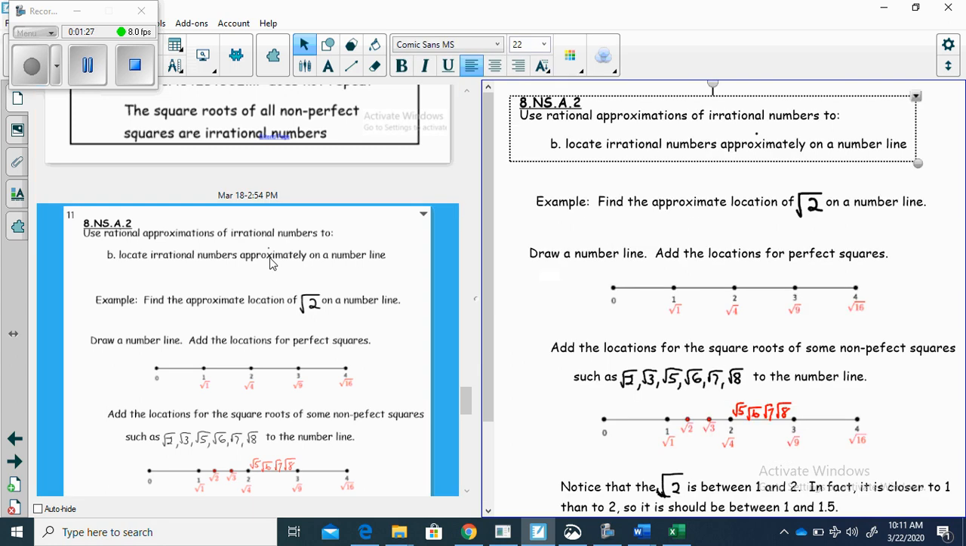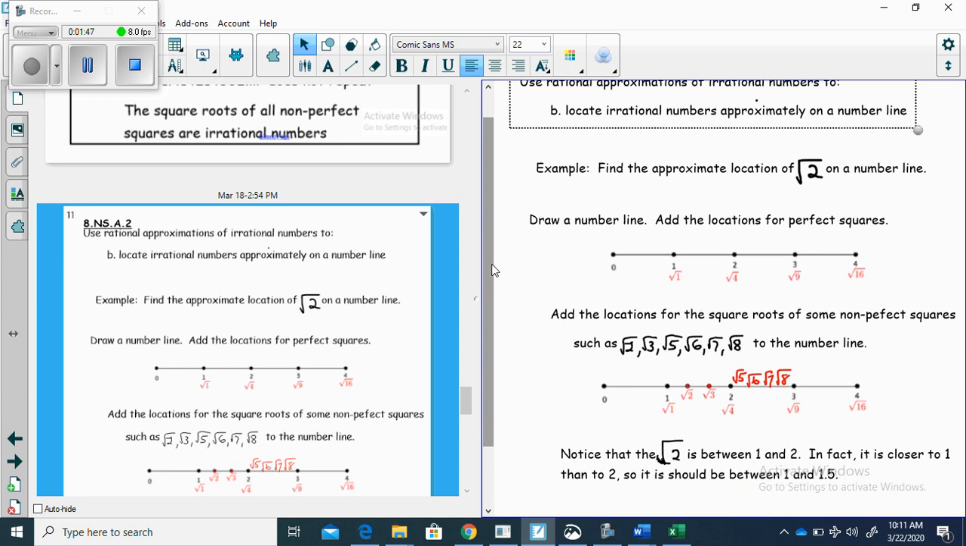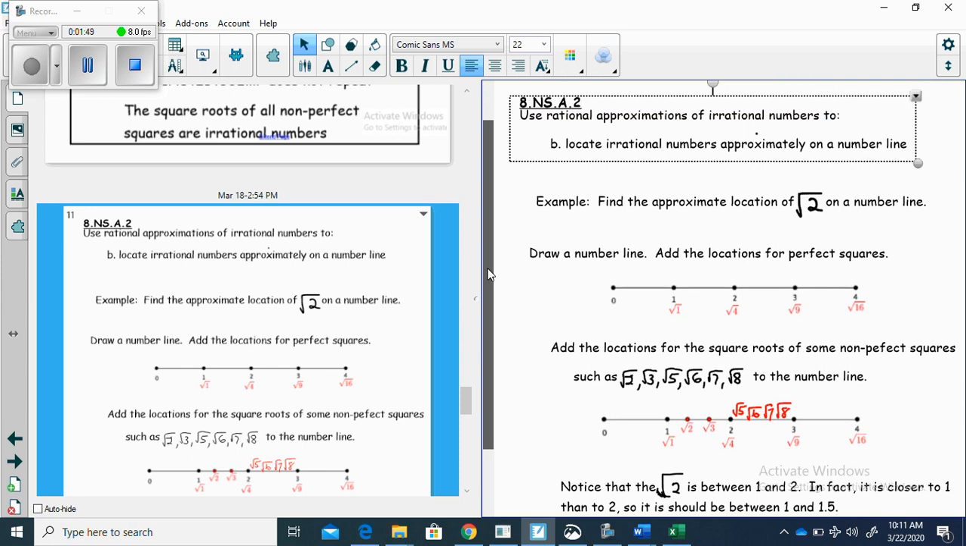Another part of that standard is that you're supposed to use rational approximations of irrational numbers to locate irrational numbers approximately on a number line. Here's an example. What if we were trying to find the approximate location of the square root of 2 on a number line? We start out by drawing the number line. And as you can see, you've got your number line drawn right here.